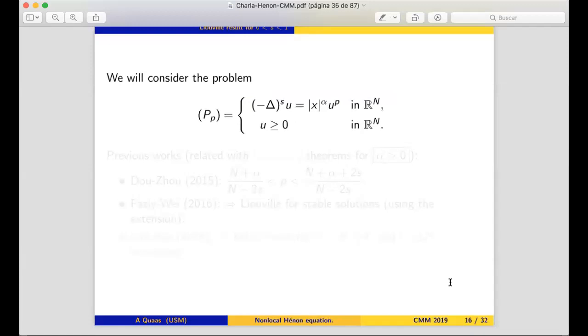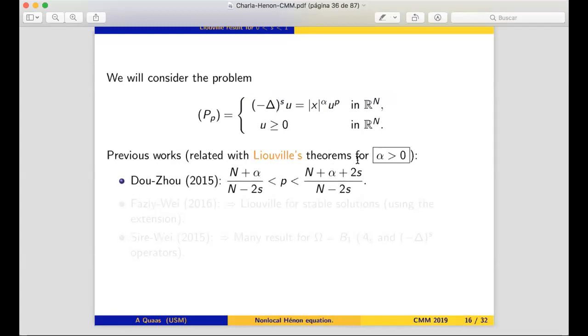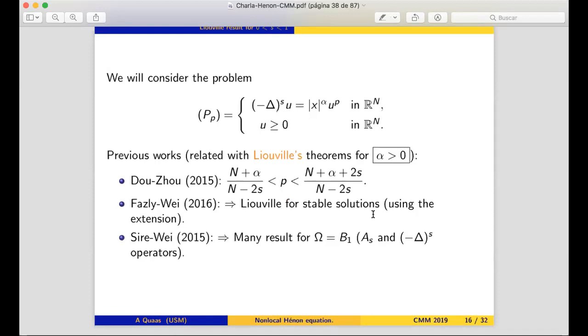And now I want to consider the fractional case. What is known for the fractional case is, for the Liouville type theorem, for alpha positive, you get the same result as Bianchi's. Here, without the two in this exponent, this is by Du and Su, a Liouville type theorem using the stability of the solution and the extension. There is also a work by Sire and Wei in a ball, and a classification even for the spectral fractional Laplacian and the fractional Laplacian. I don't want to go into those details.